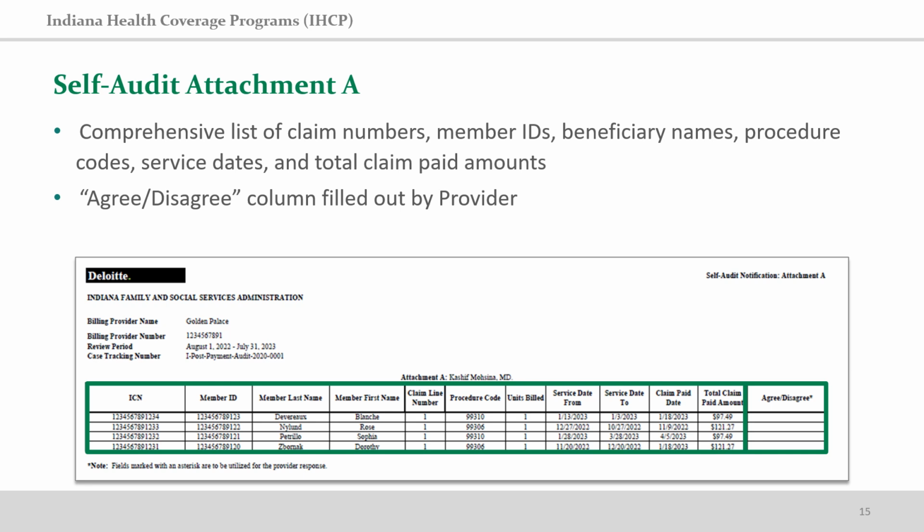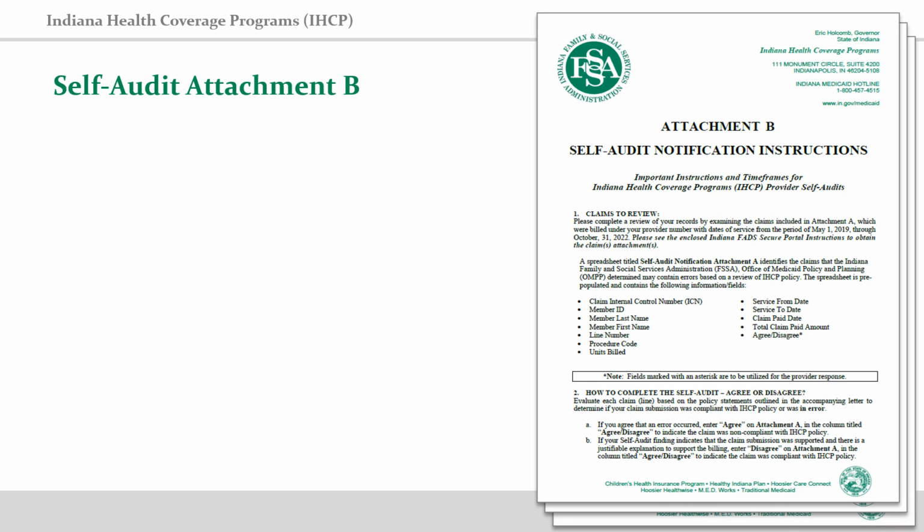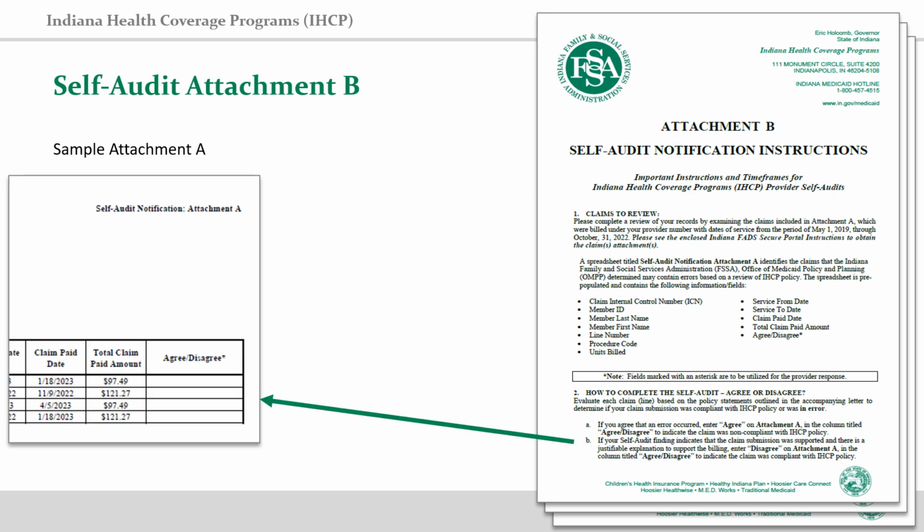Now we can look closer at the instructions included in Attachment B. Attachment B includes the instructions on how to complete the self-audit. These instructions provide the step-by-step process for the review of each claim line found in Attachment A. Specifically, you as the provider are asked to review the medical records for the claims listed in Attachment A. For this review, you will determine if the claim was billed appropriately and was supported in the medical record.